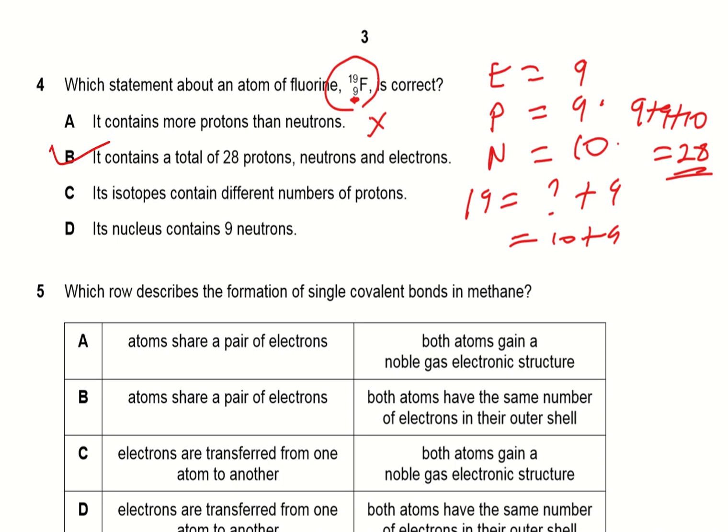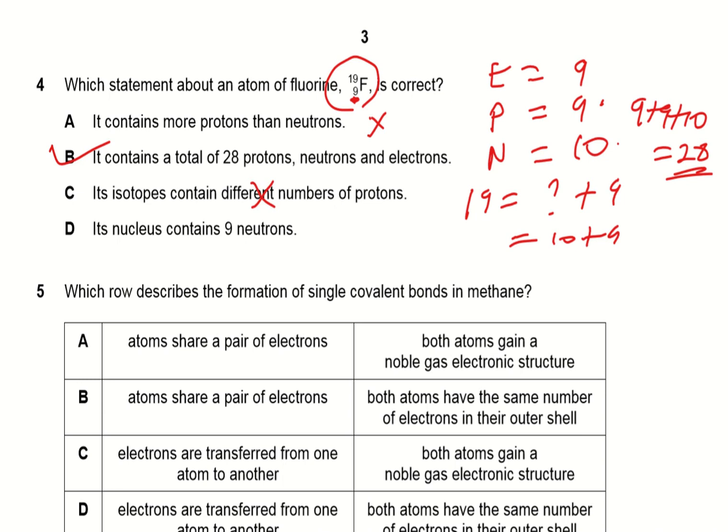Option C says its isotopes contain different numbers of protons. Isotopes cannot contain different numbers of protons, because the term isotope means atoms of the same element. If they are atoms of the same element, then they will have the same number of protons, which means they will have the same atomic number. So isotopes have the same proton number, and this statement is wrong.